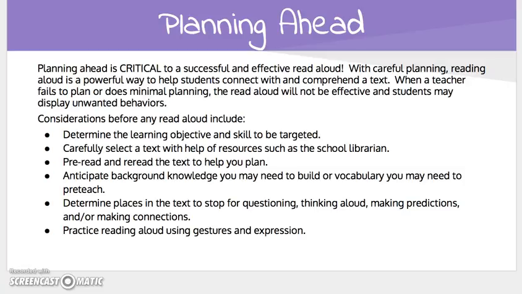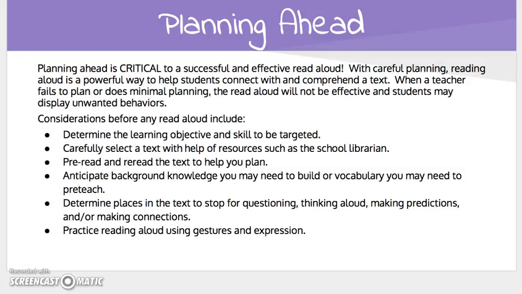Then you're going to carefully select a text with help of resources such as the school librarian. There's lots of guides and even online resources that can help you find certain texts to target different skills. So make sure you're very careful on your text selection.